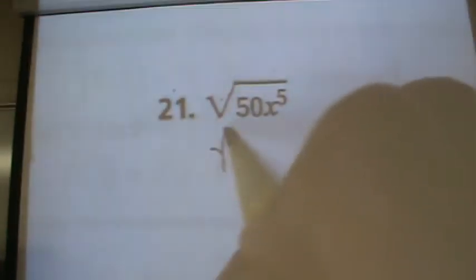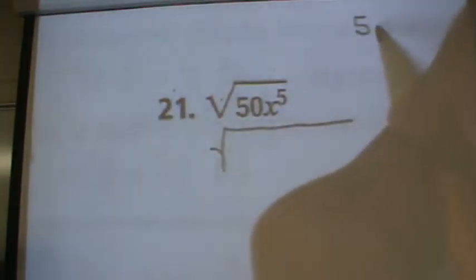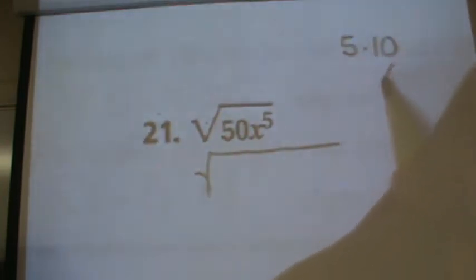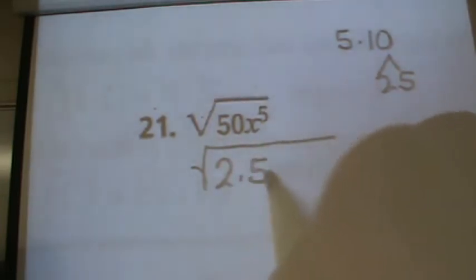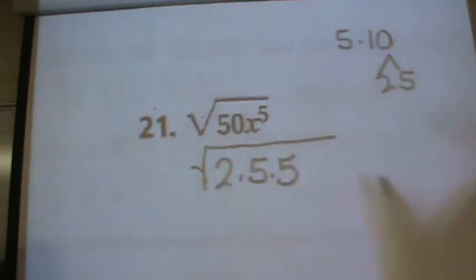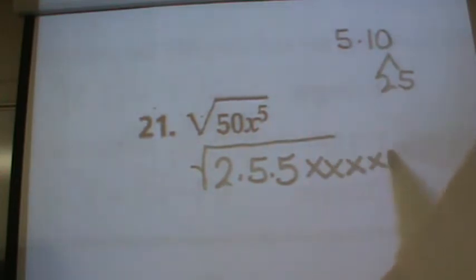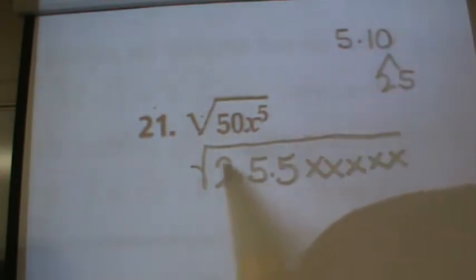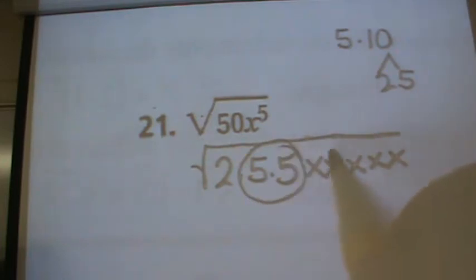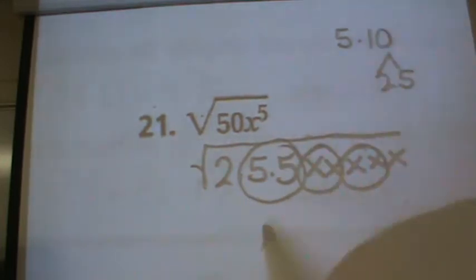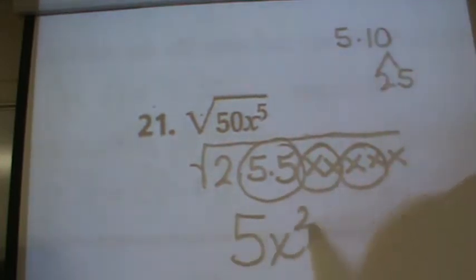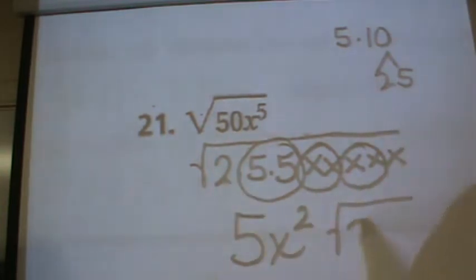21. How do you break 50 up? 5 and 10. 5 times 10 is 50. And what's 10? 5 and 2. So 2 times 5 times 5 is 50. And then how many x's do you have? 5. So what are we looking for? 2 of a kind. So 5 and then 2x, 5x squared. And what stays? 2x.